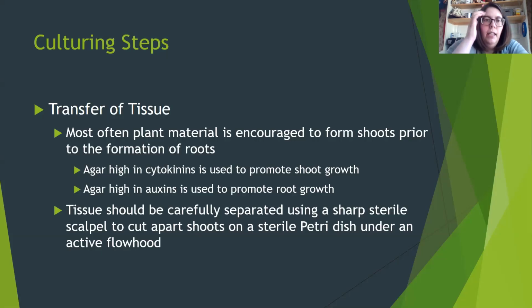Oh wait, here we go. Agar high in cytokinins is used to promote shoot growth. And then auxins promotes root growth. You guys learned that in Unit 9. Auxins for roots. Cytokinins for shoots. The way I remember that, those are both growth hormones. The way I remember that is the X in auxins kind of looks like roots of a plant. So that's the best way I can describe shoot growth and root growth to you.